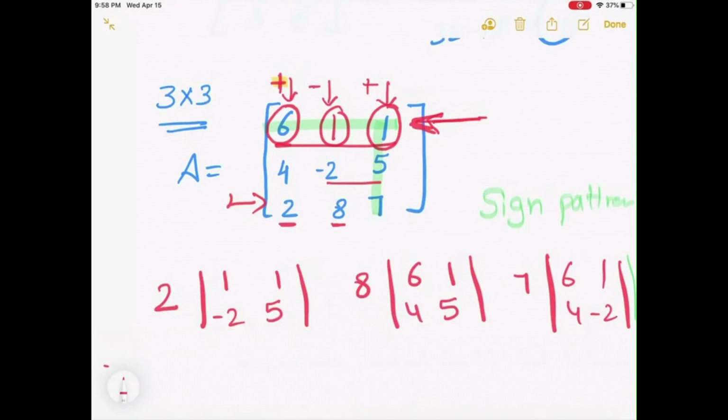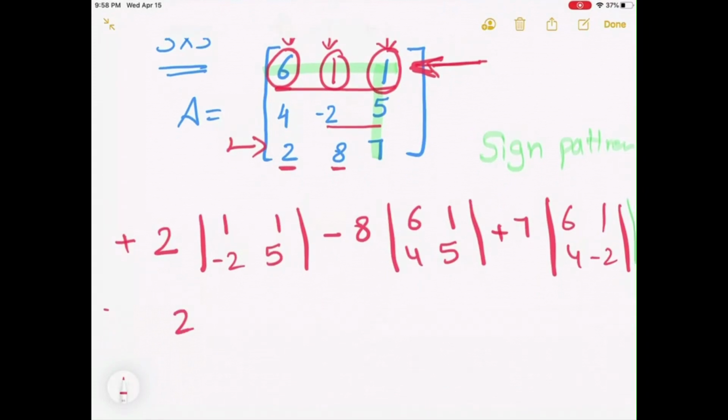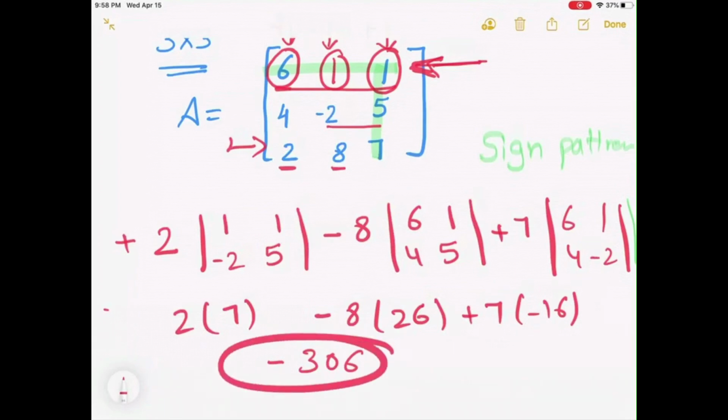Now let's follow the sign pattern. So it's plus, minus, and plus. If I simplify, this would be 2 times 7, 8 times 26, 7 times -16. If I simplify the whole thing, my answer would be 306. There you go. Same answer.